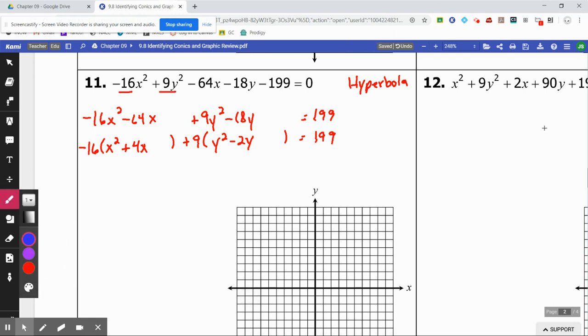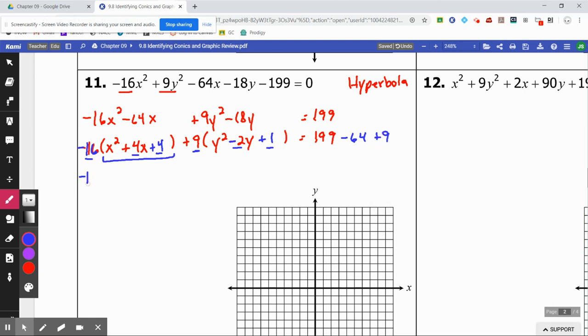So now, inside parentheses, let's complete this square. Half and multiply it by itself would be a plus 4, but be careful, because since you have a number outside of parentheses, you have to multiply those together to see what did I add to that side. Negative 16 times 4 is a negative 64. That's what gets added to the other side. Same way here. Half multiplied by itself gives you a positive 1. 9 times 1, multiply these together, gives you a 9. That's what you add to the other side.